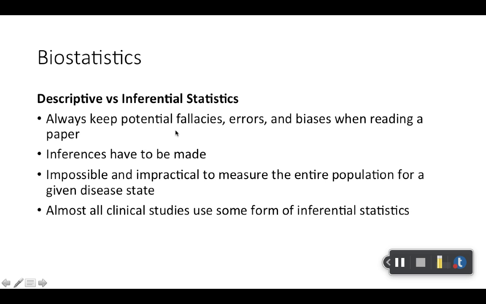Okay, so like I was saying to you, you don't need to always keep in mind the potential for fallacies, errors, and biases when reading a paper. And that's just with inferential or descriptive. I mean, that's just a general caveat for all papers when you're reading them. Just definitely go into them very, very skeptical. I was going to say cynical, but not cynical. That's skeptical.